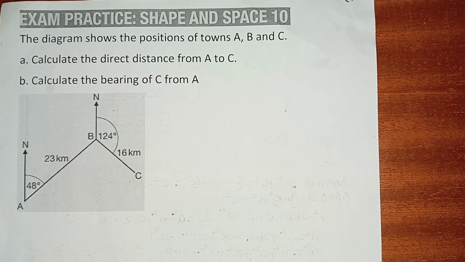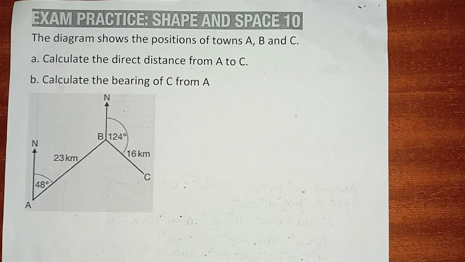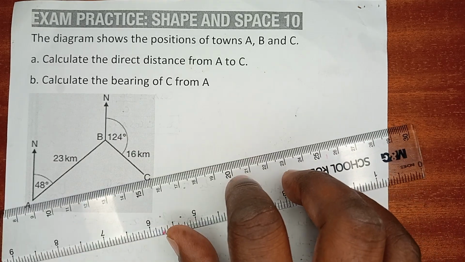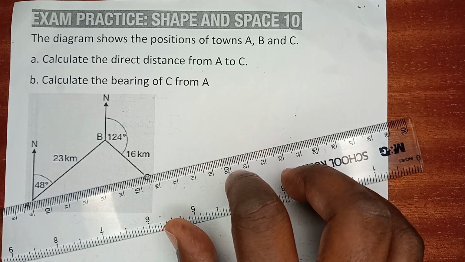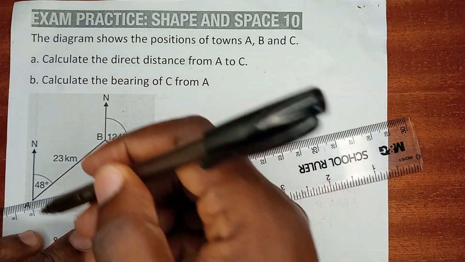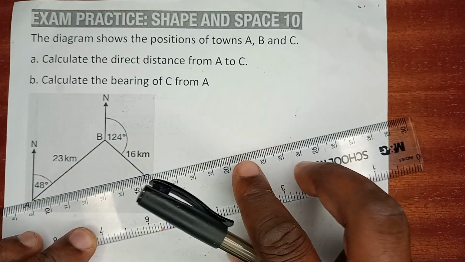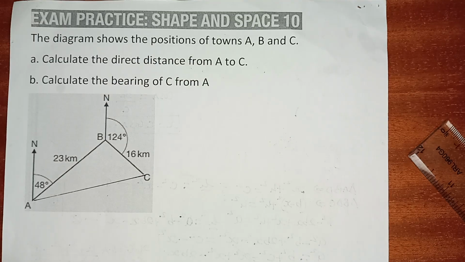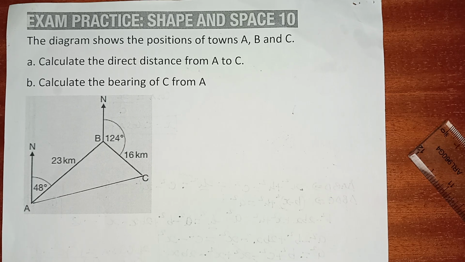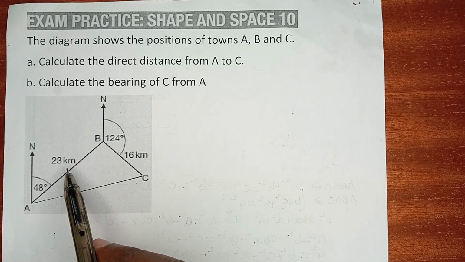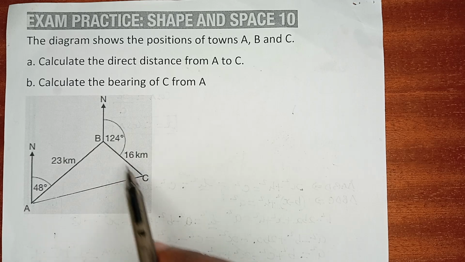We would want now to confirm something about the direct distance. It is the distance that connects A and C directly, like that. This is the distance we are talking about. As such, we now need to use all the skills that we have learned in this topic. We have this side, which is 23 kilometers, and this side, which is 16 kilometers.